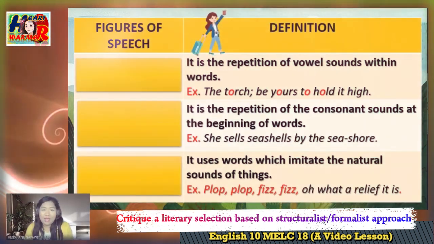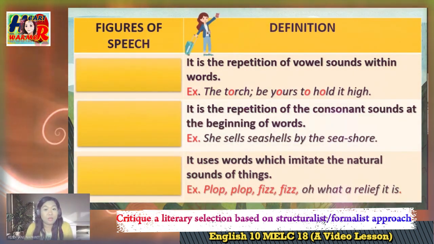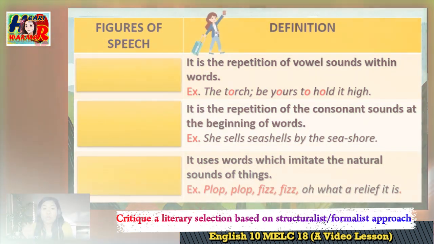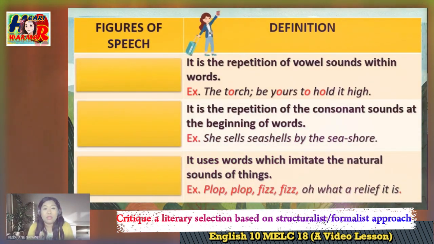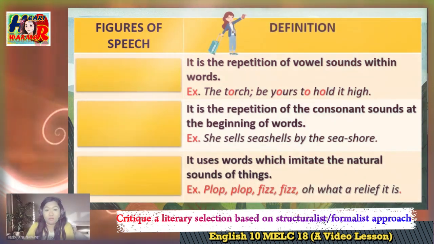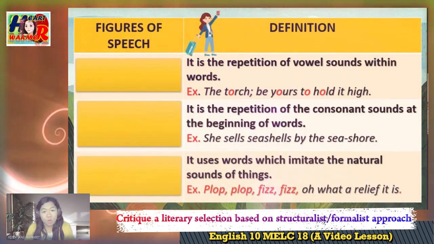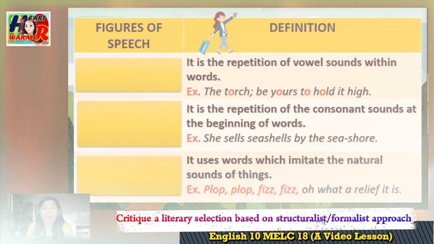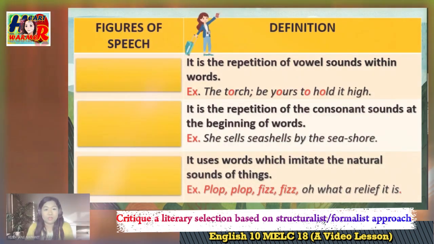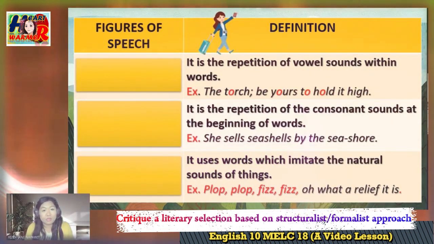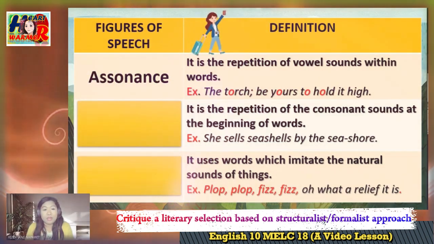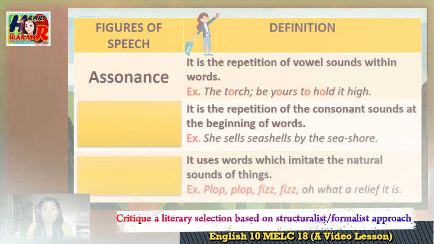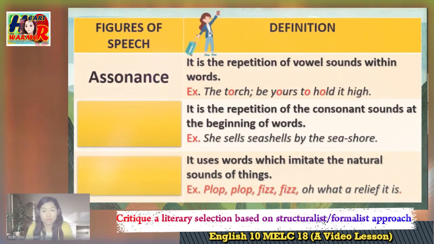Next, this is another kind of repetition, but this is referring to the vowel sounds within words. It means it's somewhere in the middle, not at the beginning of the words, like torch, yours, home. And if you remember a while ago in the first learning quest, this is referring to assonance.